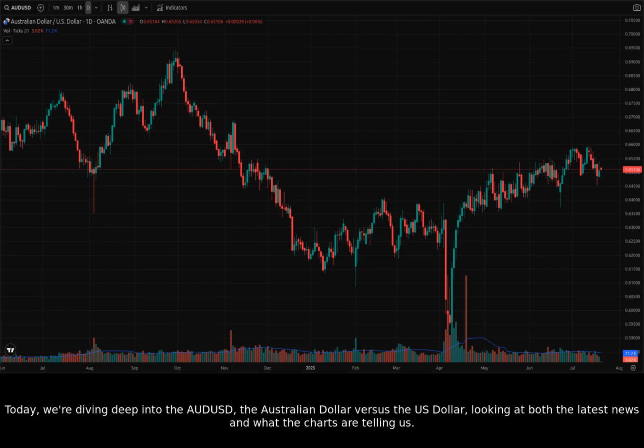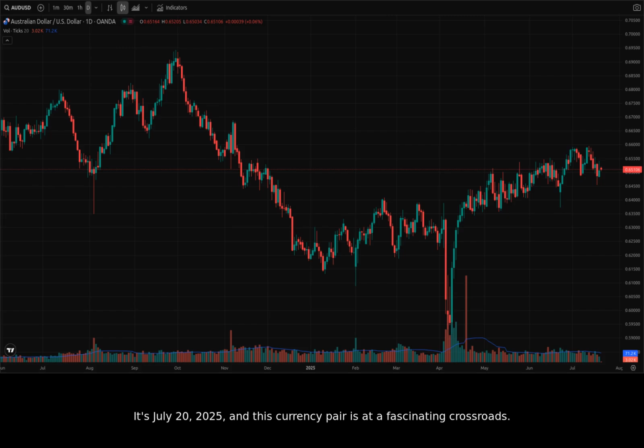Today, we're diving deep into the AUDUSD, the Australian dollar versus the US dollar, looking at both the latest news and what the charts are telling us. It's July 20th, 2025, and this currency pair is at a fascinating crossroads.